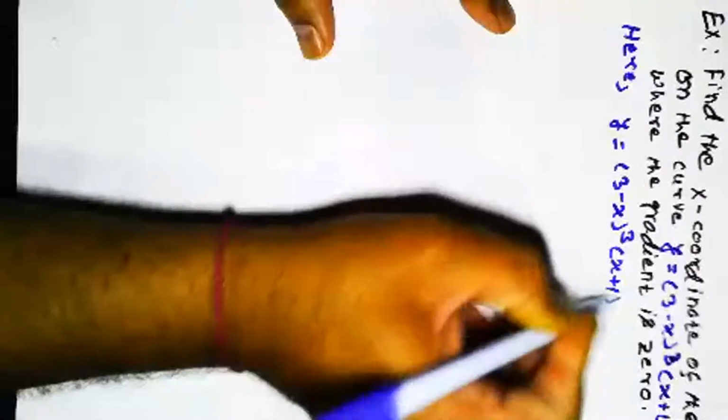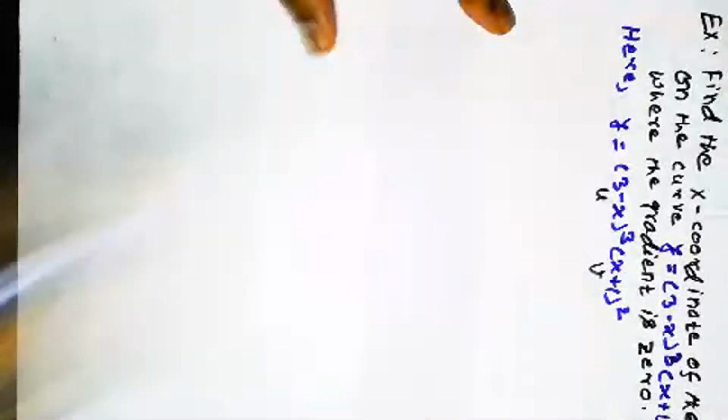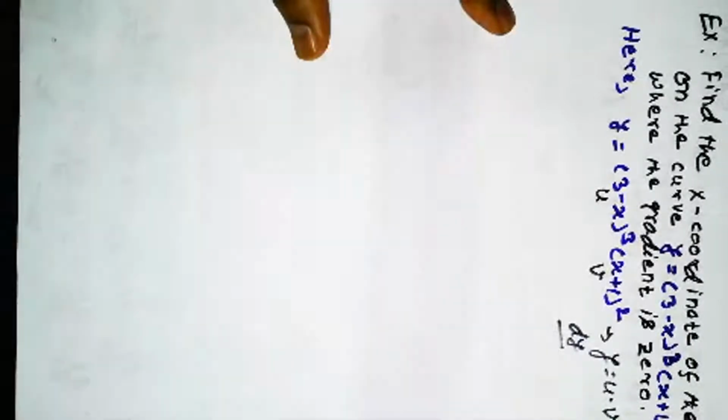So here you have y equals a product. The first function of x you can call u, and this you may say is v. So this is now in terms of y equals u times v, and you know the formula just now, that if y equals uv, then dy by dx is going to be u dv by dx plus v du by dx.